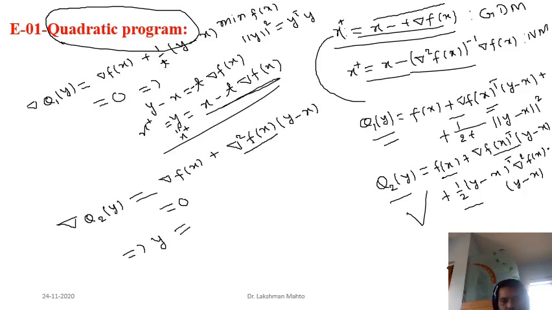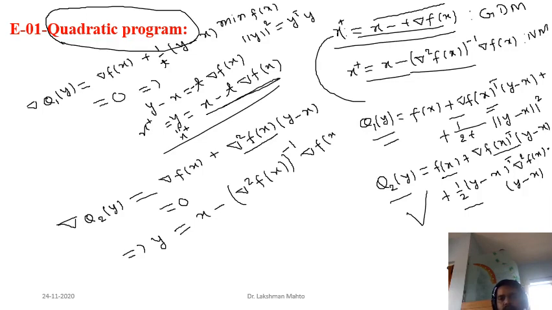So take this y minus x to the left hand side. So you can easily see that you can write y like this way: x minus the inverse of the Hessian at the current point x. So the inverse of the Hessian, I would like to write it this way: inverse times the gradient of the function at point x.